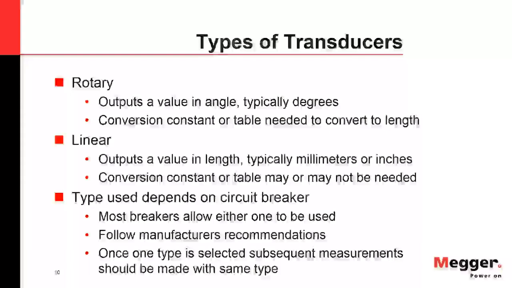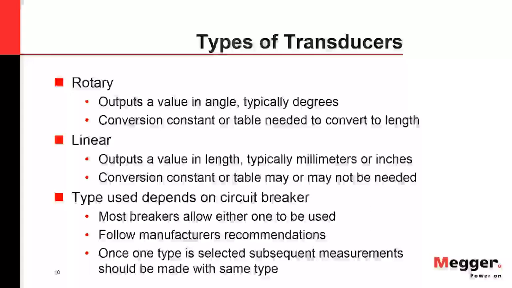When you measure with this rotary, you're generally going to use a conversion constant or table to convert it over to length. If you don't have this, you might just measure in degrees. Sometimes the manufacturer might give you a specification in degrees per stroke, or in degrees per second for a velocity, but most of the time you're hoping to get some kind of conversion constant or table.